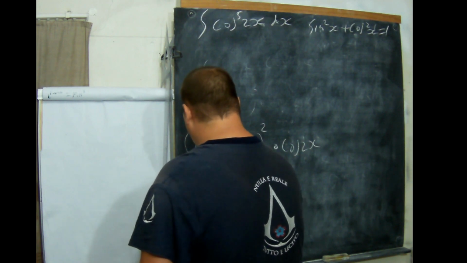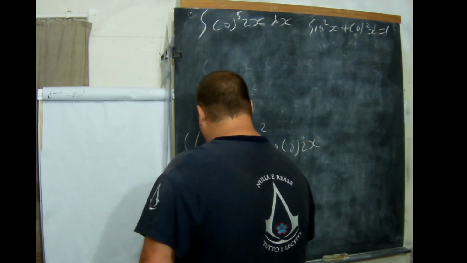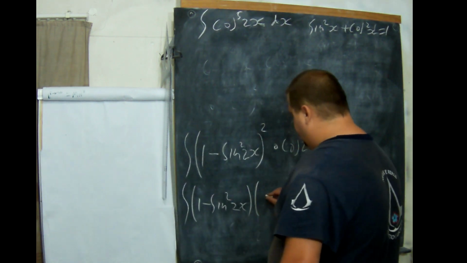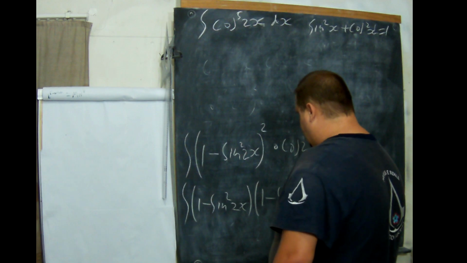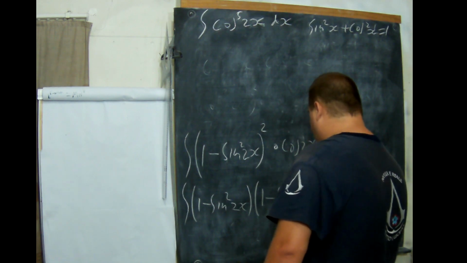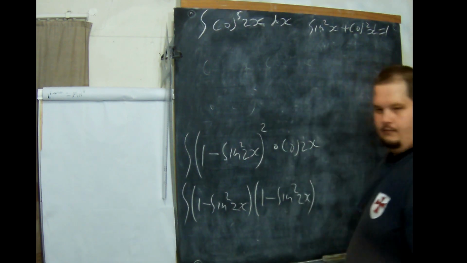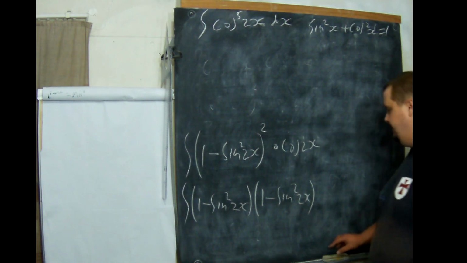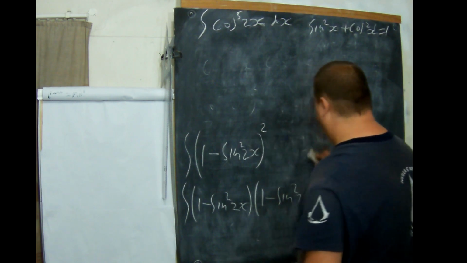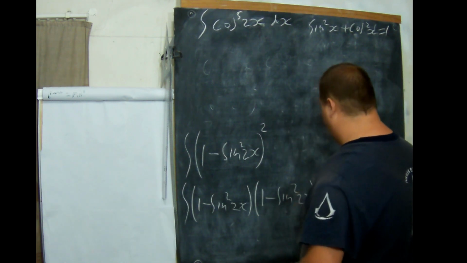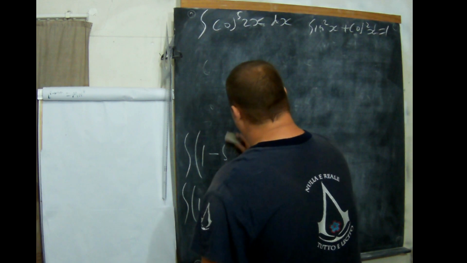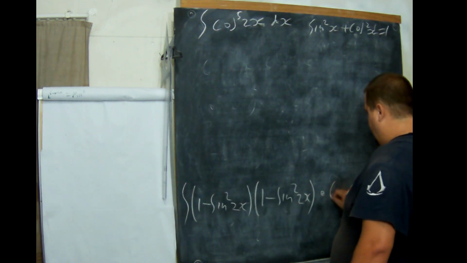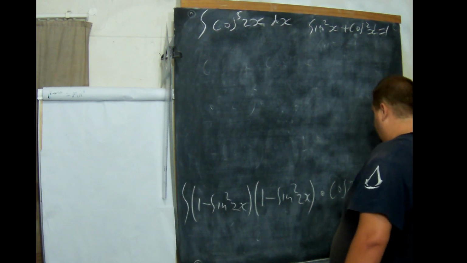So the integral of 1 minus sine squared 2x multiplied by 1 minus sine squared 2x, multiplied by cos 2x. I will do this as simply as possible. This is not complicated.